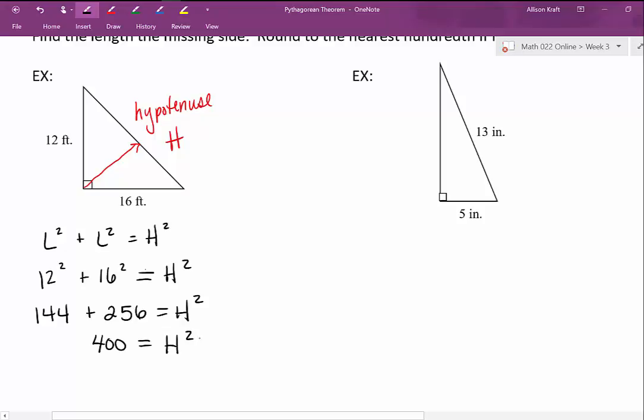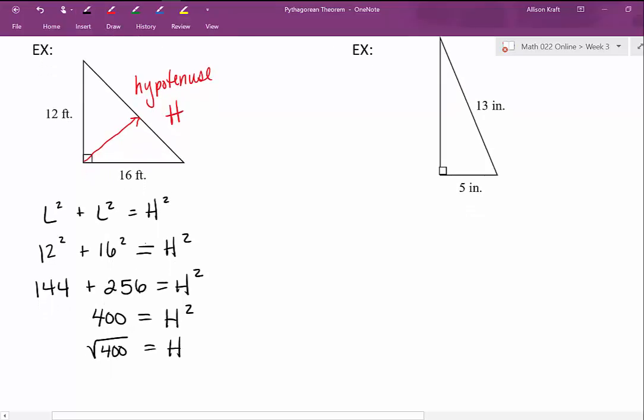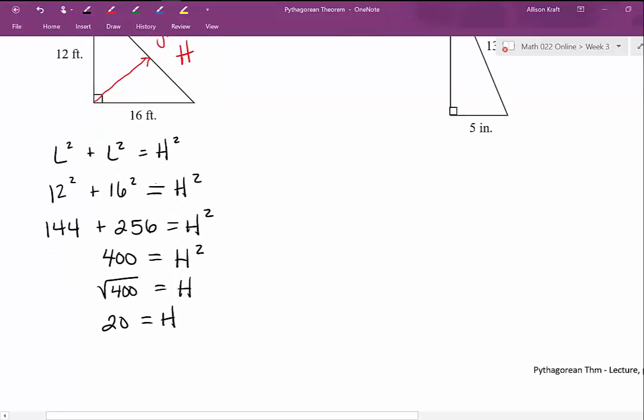But we don't want to know what the hypotenuse squared is. We want to know what just the hypotenuse is. So we want to know what number squared gives us 400. That's the same thing as finding the square root. So h is going to be the square root of 400. The square root of 400 is a perfect square. We end up with 20 is equal to h, which means that our hypotenuse measures 20 feet.